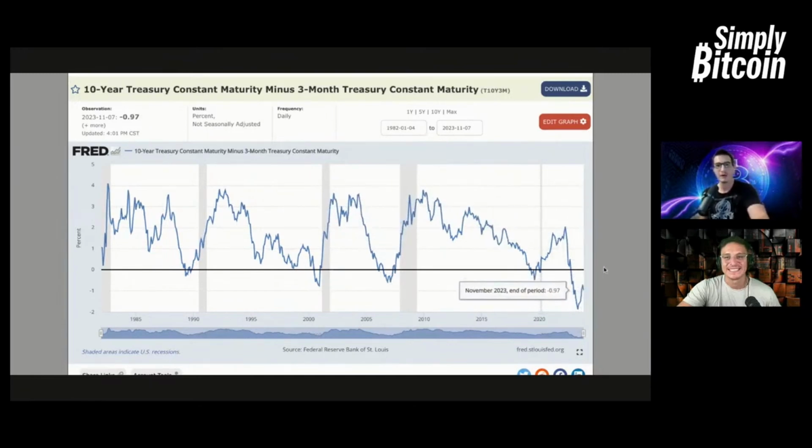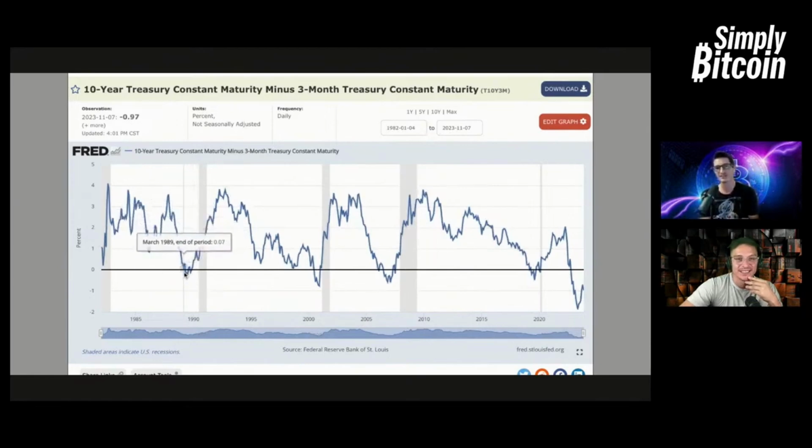Right now, look how steep that inversion was. That was the steepest inversion in the history of the recorded relationship between the 10-year and the 3-month. Now, if you measure the amount of time of these inversions, right now we are in the longest lasting inversion in the recorded history of the 10-year and the 3-month. What does that mean? That means that the market has trusted the Fed.